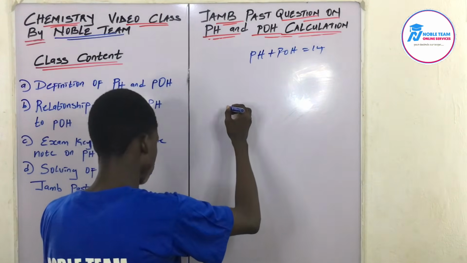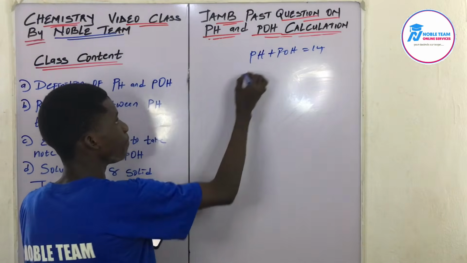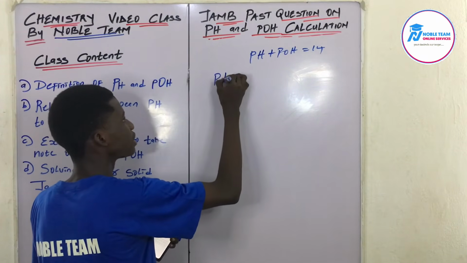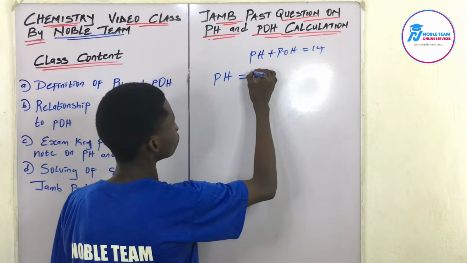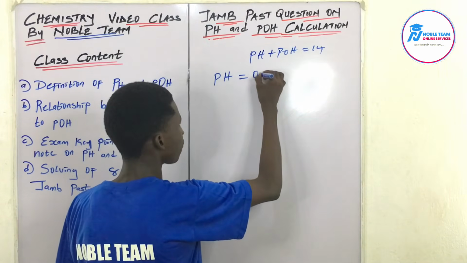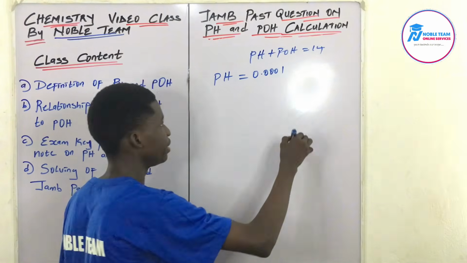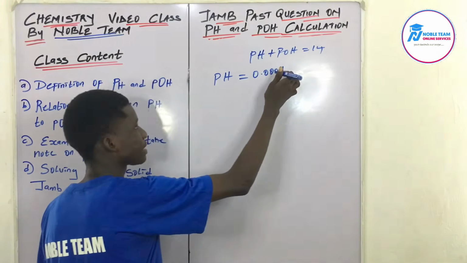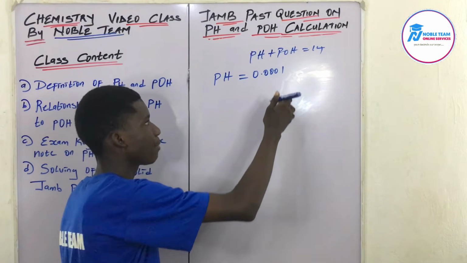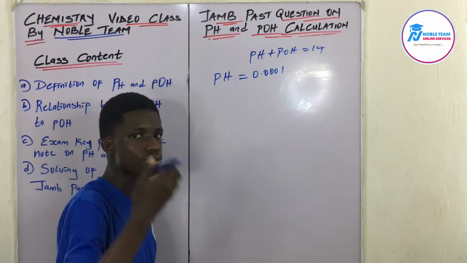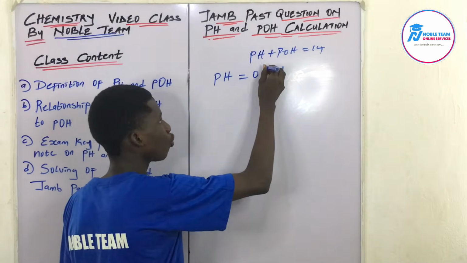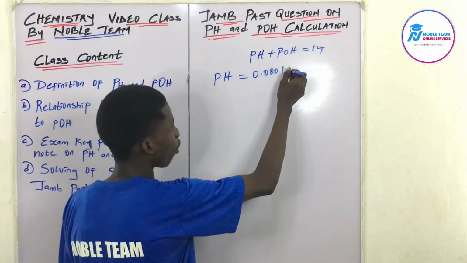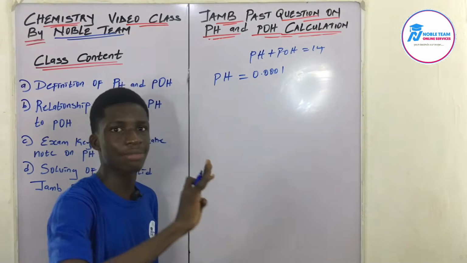I have it to be what? I have it to be pH is now equal to 0.0001. Yes. Now I'm going to be converting it to standard form, so we can be able to apply the sense of log reading in this. Now converting this, I have it to be in what? 1, 2, 3, 4. I have it to be in 4 decimal places.